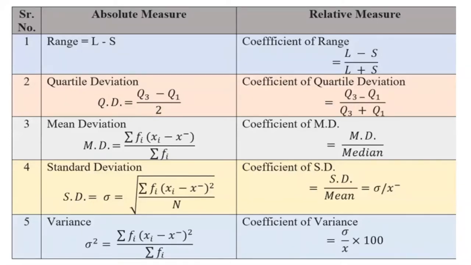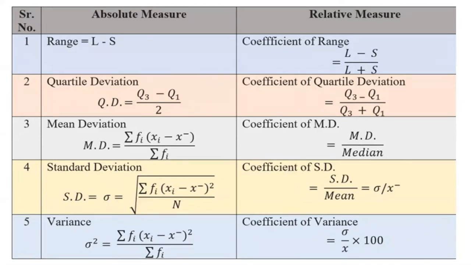Here you can see all the formulas given related to all the absolute measures and relative measures. Let's discuss one by one. I am discussing in advance so that you can get a quick glimpse. When we discuss the concept, there also I have added a slide. So range is what? Largest minus smallest value, the simplest one. Quartile deviation, QD, is equal to (Q3 minus Q1) upon 2.